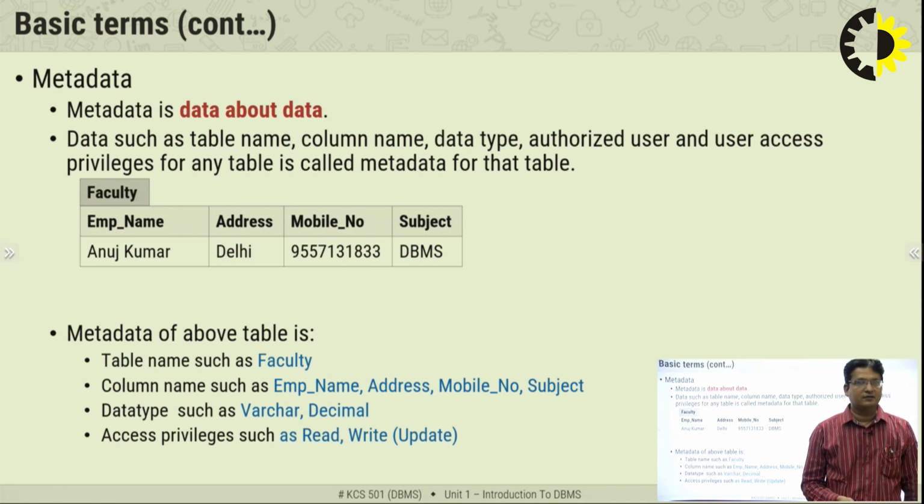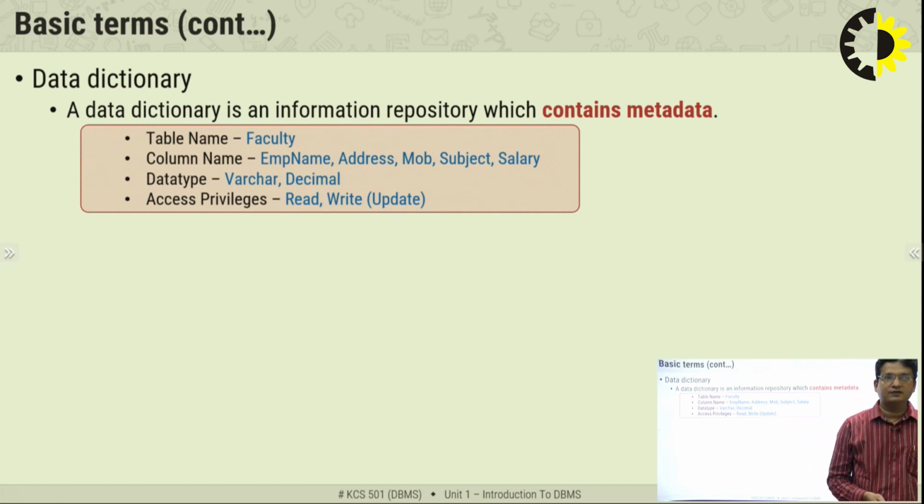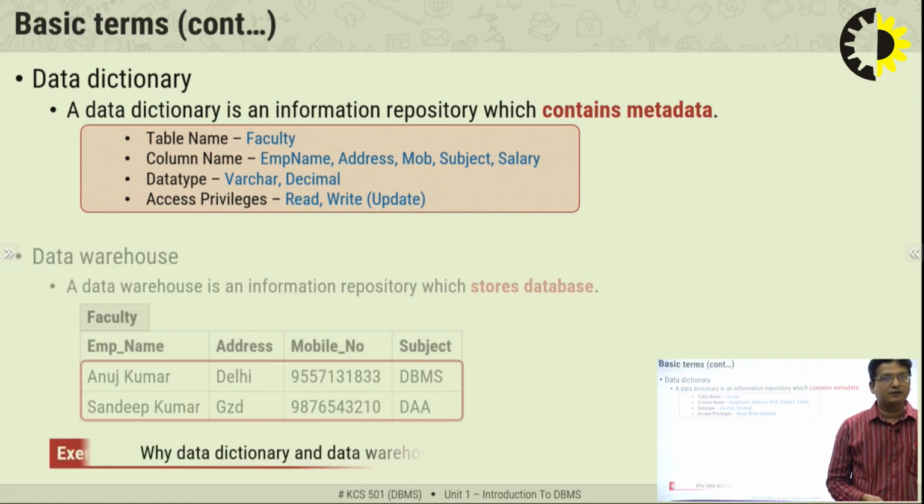These are the access methods. For doing any updation, we have to use write. Next is again data dictionary. We have already discussed, data dictionary is the information repository which consists of metadata. It is same as we have used in the previous. It is all about metadata.